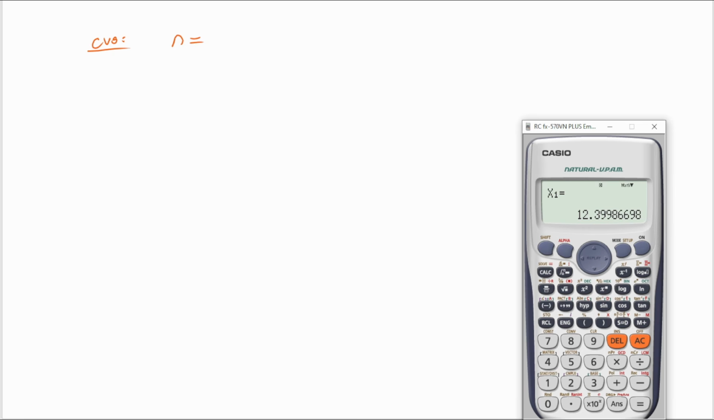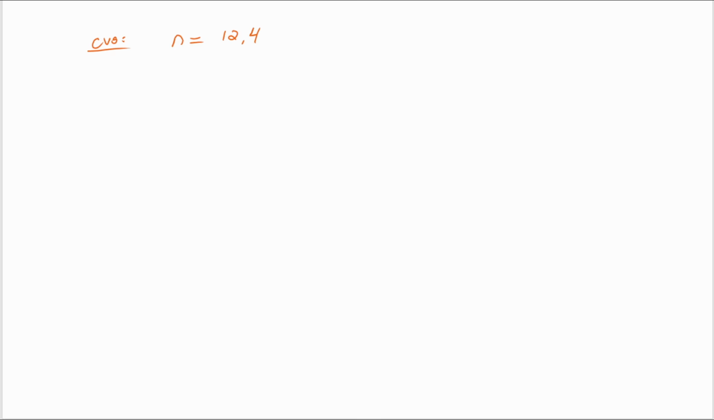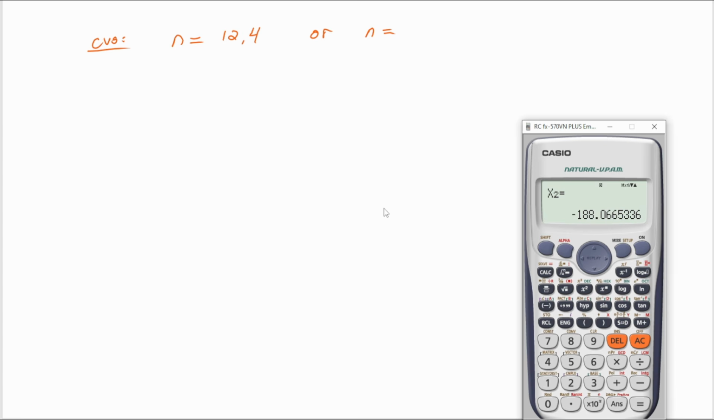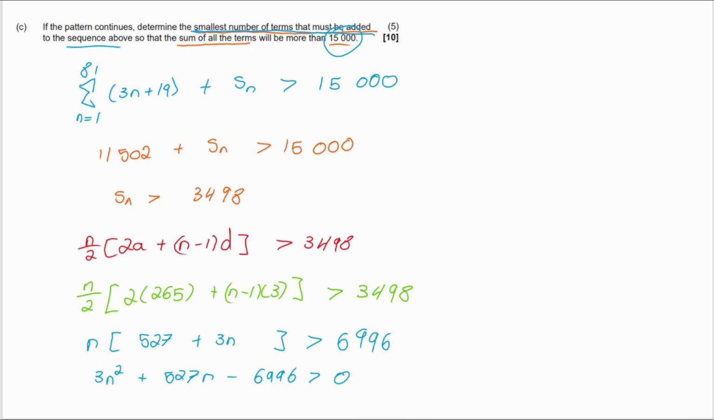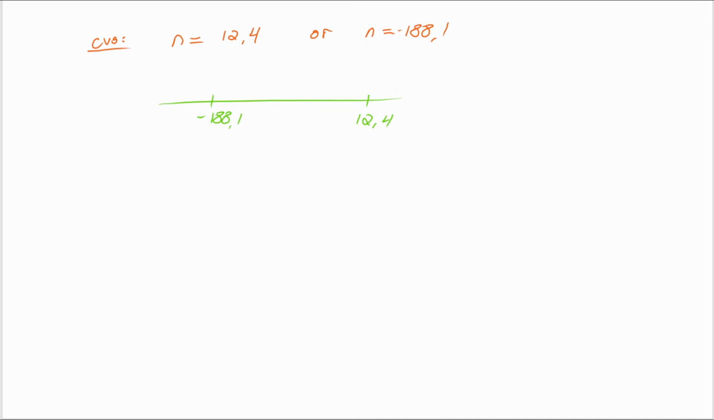I'm going to go to a new slide for us. So our critical values are n is equal to 12.4, or n is equal to our other critical value, negative 188.1. So we do our number line, negative 188.1, and here we have 12.4. Remember, it's just a normal quadratic inequality. This is a positive, so we know the shape is like this.